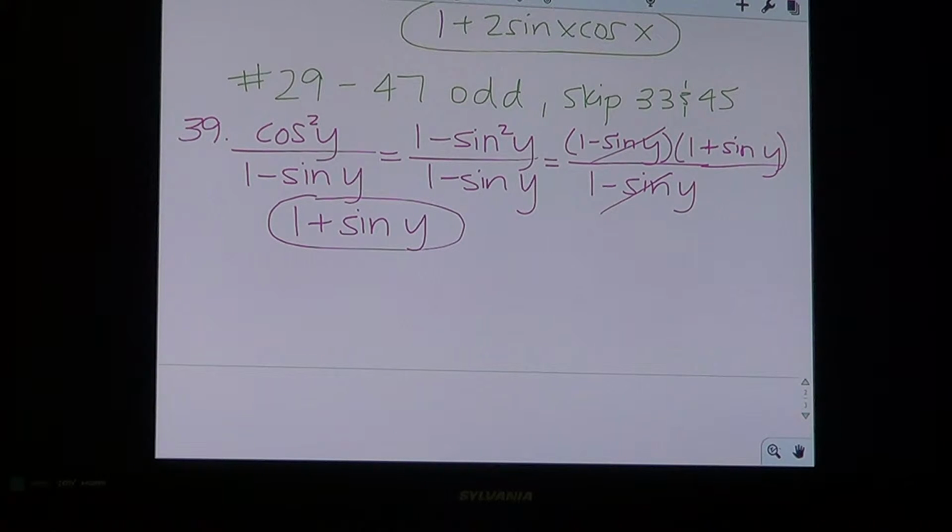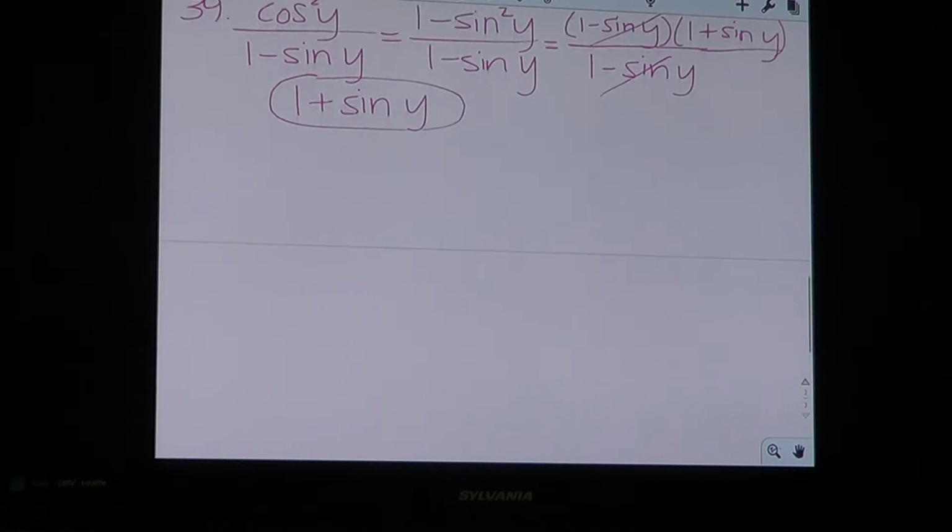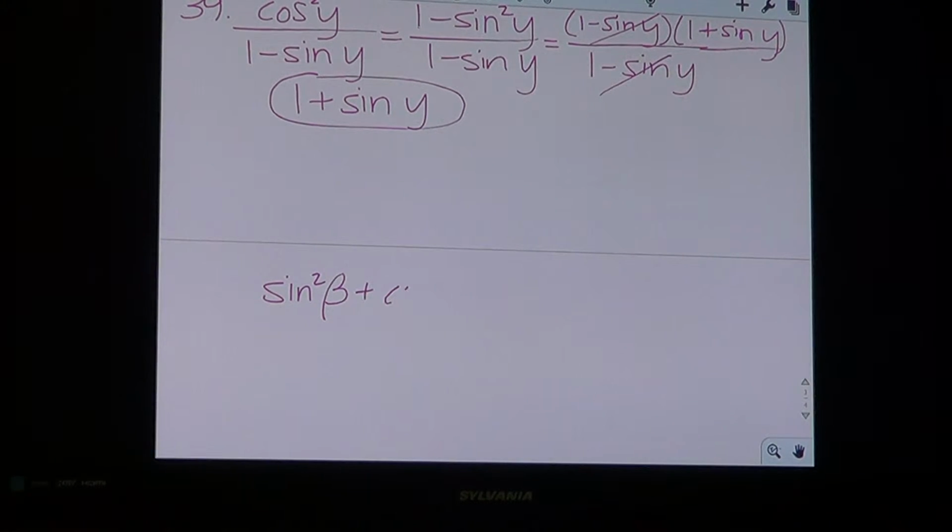I think for 41, I just didn't simplify it enough. What did you get? I stopped at sine squared b plus cosine squared b over cosine b. Yeah. So I just didn't take it the rest of the way. Over what? Cosine b. Okay, right. So once you get to that point, what could you change the top to be?